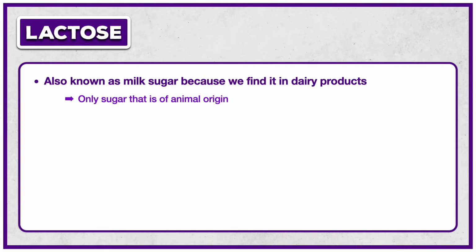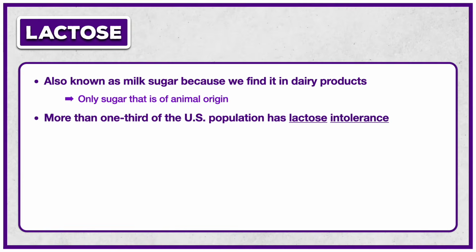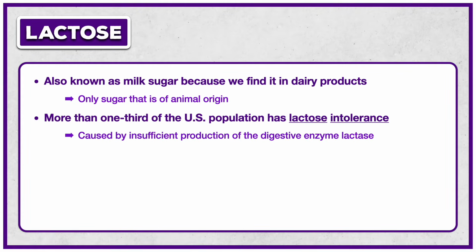Lastly, I want you to know about lactose and lactose intolerance. Lactose is also known as milk sugar because we find it in dairy products. It's the only sugar that's of animal origin. The others originate from plants. You're likely aware of lactose because more than 1/3 of the US population has lactose intolerance, and they need to be careful with their intake of dairy products.